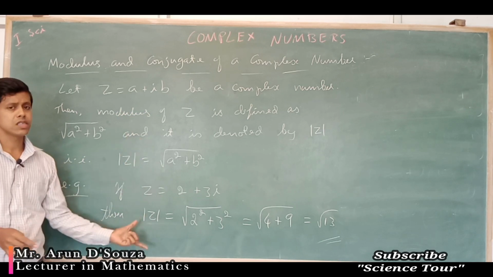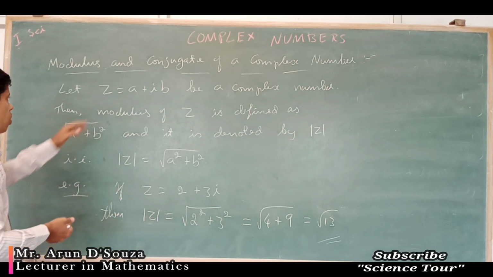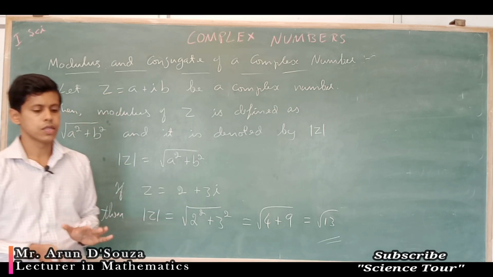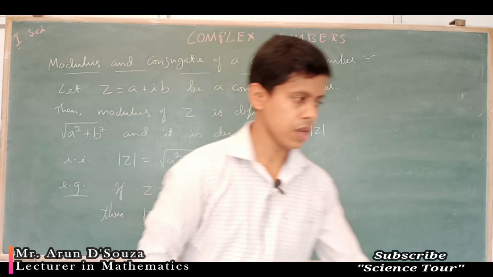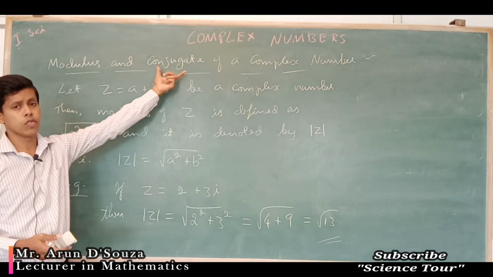So that is a very simple concept. The question is straightforward: find the modulus of the complex number. This is what you have to write. So it is a straightforward question and a simple answer. Well, now what about the conjugate of a complex number?